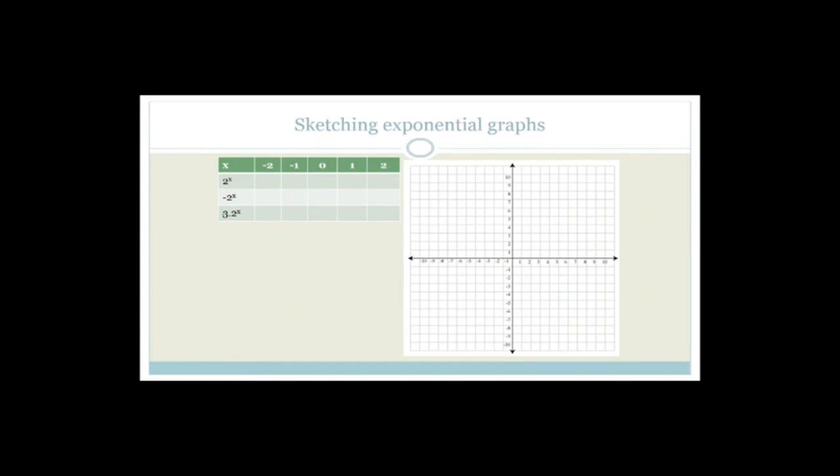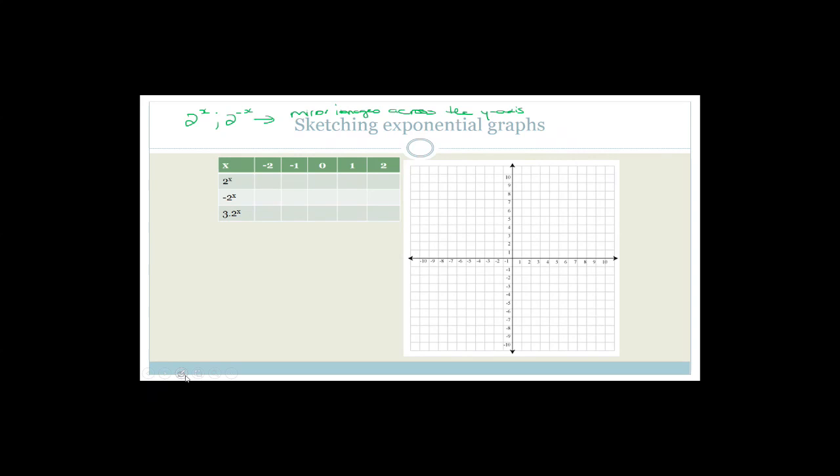Right, now we need to talk about negative exponential graphs. We've already spoken about 2 to the x, and we've spoken about 2 to the negative x, right? We know that those are basically mirror images across the y-axis. Okay, now we need to look at what happens if two things happen. One is, what happens if we put a minus in front of that 2? And two, what if we multiplied it?